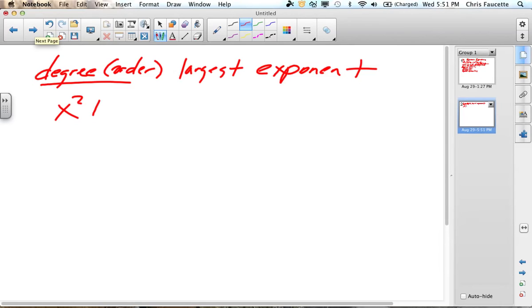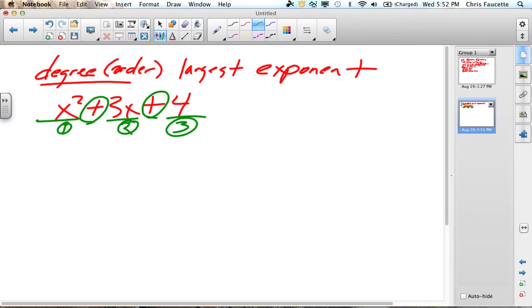x squared plus 3x plus 4. All right, take a look at this. You notice I've got a plus here and a plus here. So here's one term. This is term 1, term 2, and term 3. Since I have 3 terms, this is a trinomial. The largest exponent I've got on a variable is 2. So my degree is going to be 2, which is a quadratic.